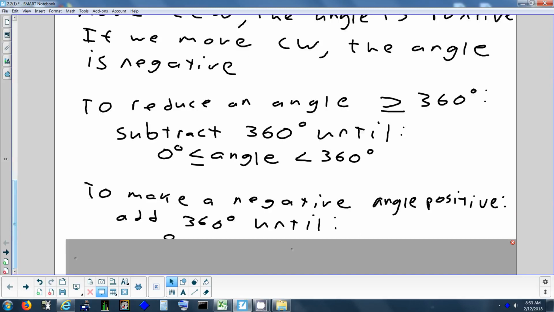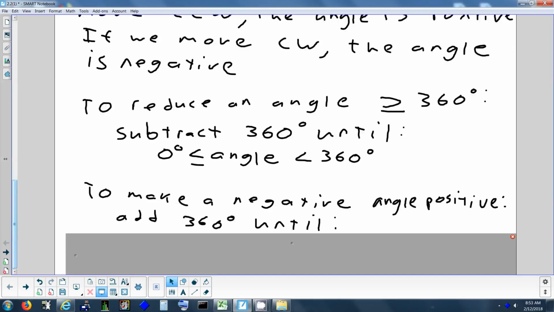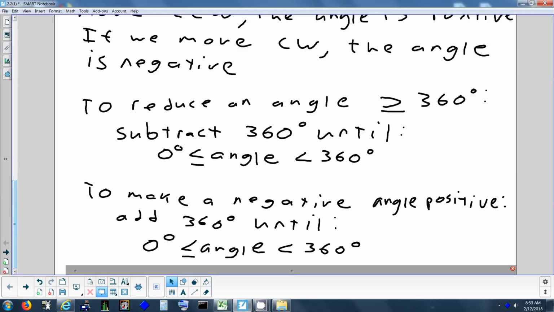So, to make a negative angle positive, you can add 360. You add revolutions as many times as you need to. But you don't want to keep adding 360 and then your angle gets huge. Stop once your angle is between 0 and 360. Okay, so that's always the goal: get an angle between 0 and 360. It's going to make life easier to do unit circle trig with.